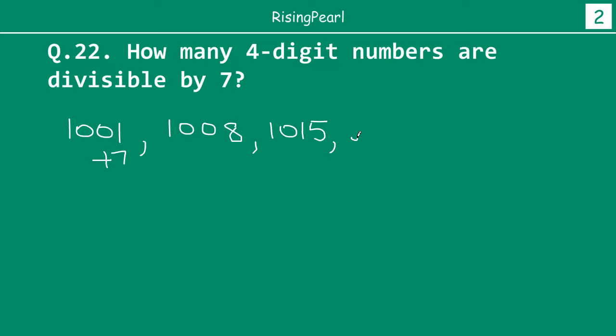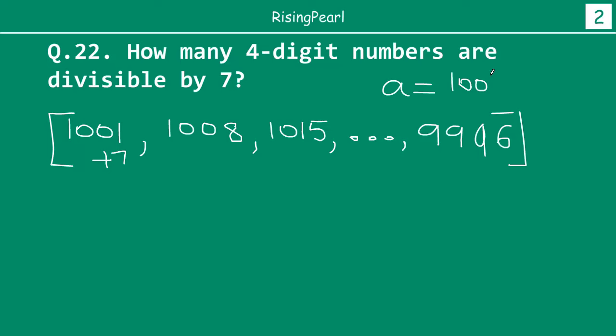So we go like this all the way up to 9996. So now we see this is the arithmetic progression whose first term a is equal to 1001, and common difference d is 7. So the question becomes, how many 4-digit numbers are divisible by 7?